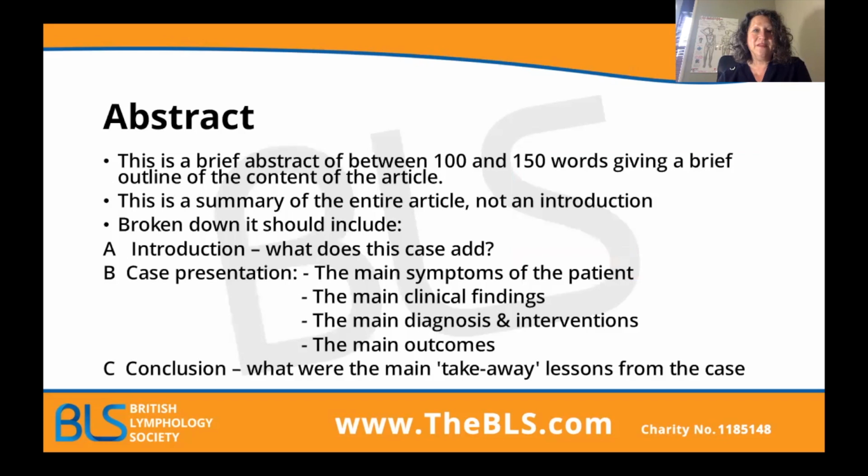So we need to begin with an abstract, and an abstract is a brief paragraph really, of between 100 and 150 words, telling the reader what the content of the article is going to be. It's pretty much a summary rather than an introduction. So you need to consider the points A, B, and C on this slide. So it will need a very small introduction.